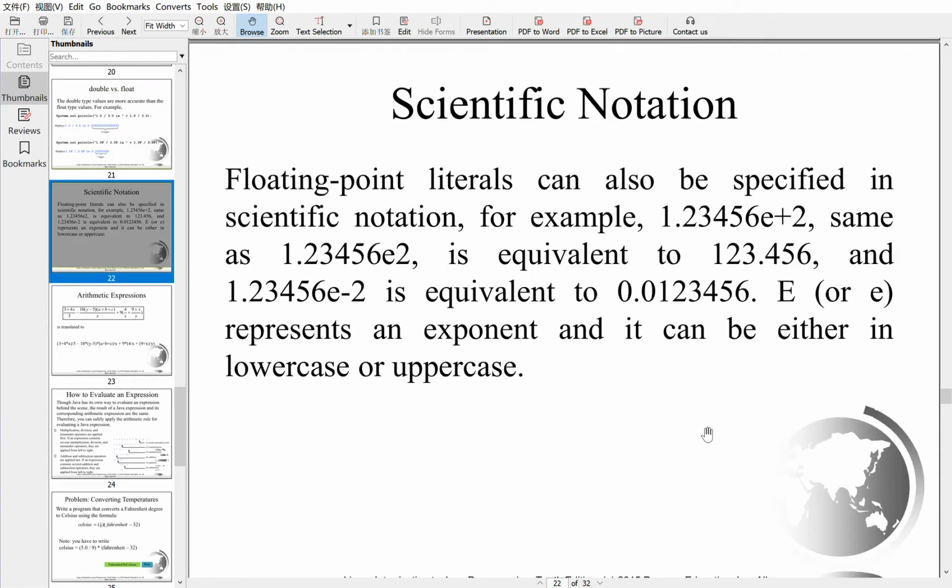And let's start with the scientific notation. The floating point literals can also be specified in scientific notation. For example, this number is the same as this number, and it is equivalent to 123.456, and this number is equivalent to these numbers. The E represents an exponent, and it can be either lowercase or uppercase.